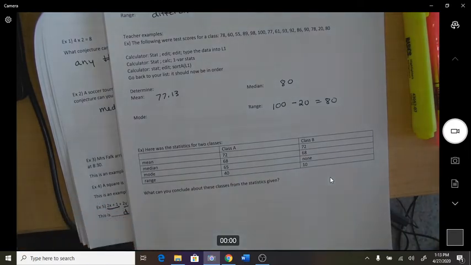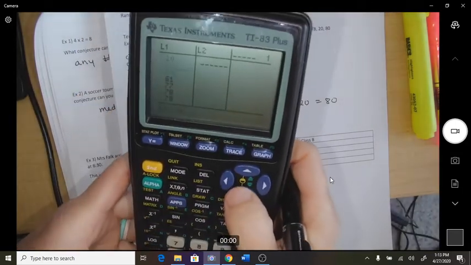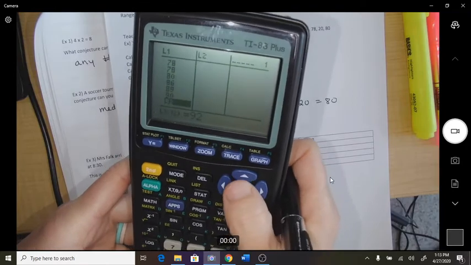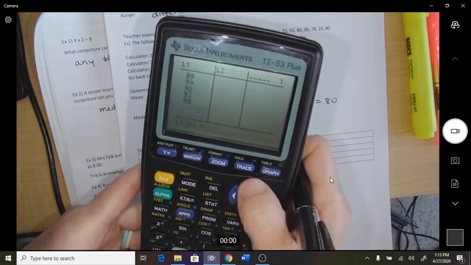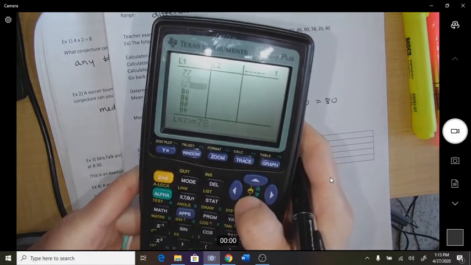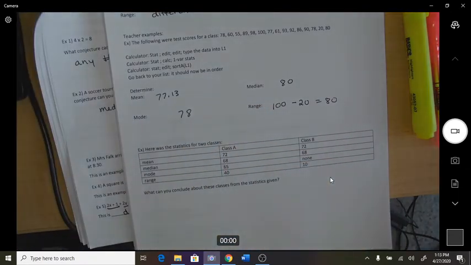And the mode, this is why we sorted it. So if we go back, can you see any that occur the most often? 78 occurred twice, and no other ones occurred twice. So there we go, 78 occurred twice, and all the rest occurred only once.